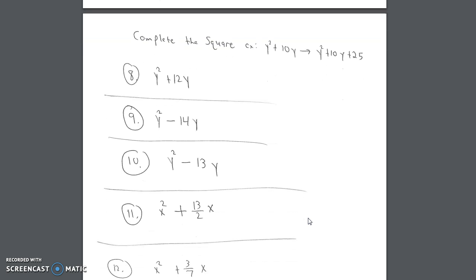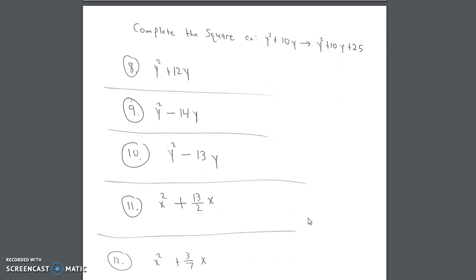Okay, and then 8, 9, 10, 11, 12, hit pause, and you'll complete the square on those. It's not going to be the same expression. You're going to change the expression. You're going to complete the square. So hit pause.